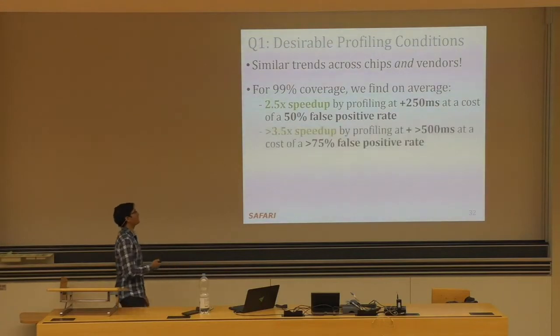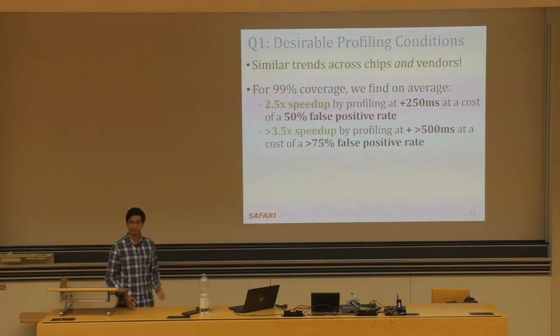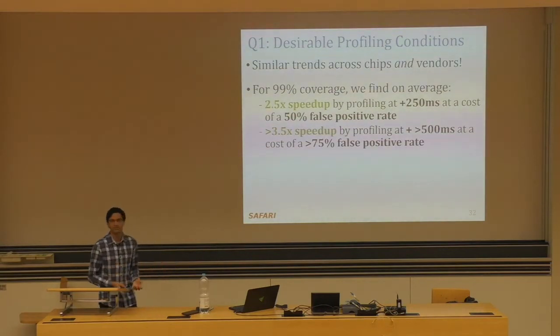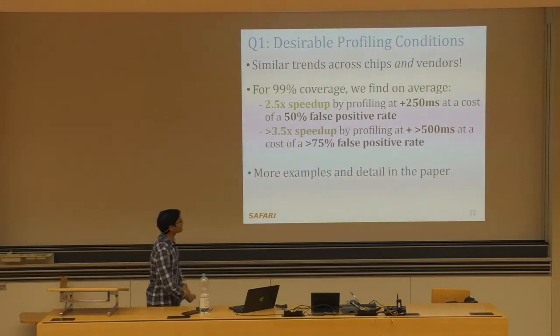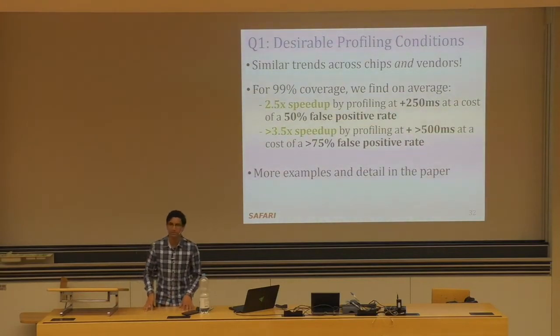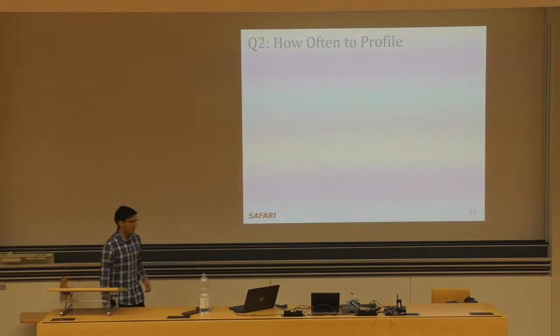And we can actually push the speed up even further, over 3.5x, by profiling at even more aggressive refresh intervals, say 500 milliseconds plus, but that comes at the cost of increasing false positive rates, right? And so if these false positives are tolerable, then maybe this is not an issue. There are many more examples of this and detail in the paper. We show distributions of all of these values so you can get some intuition for yourself. And if you're interested, you can go take a look at that.